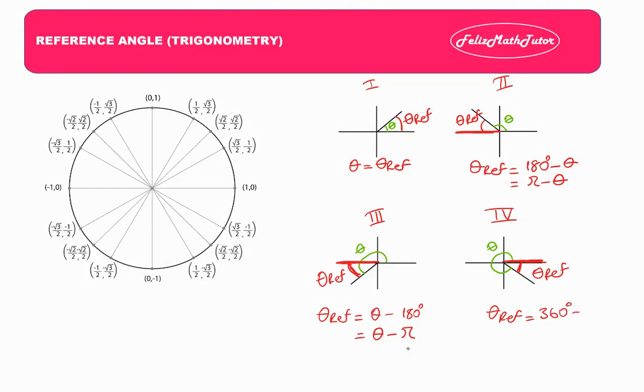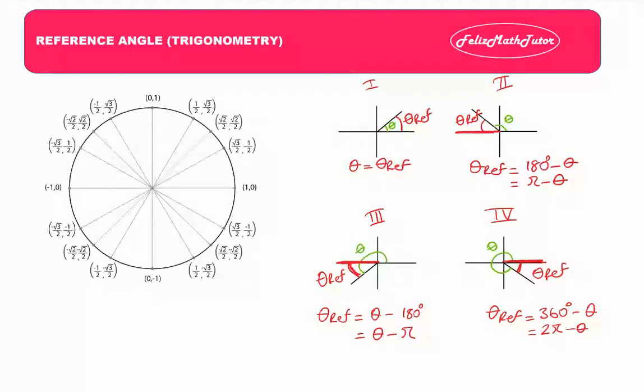How about in the fourth quadrant? 360 degrees minus theta. Why? Because our angle is big. It's almost close to 360 degrees. So when you subtract theta from 360 degrees, you will get the reference angle. When you want to write it in radians, you can use 2 pi, because 360 degrees equals 2 pi, minus theta.